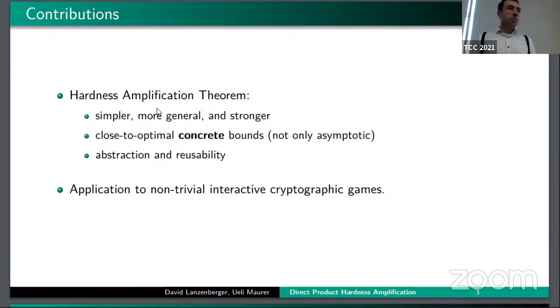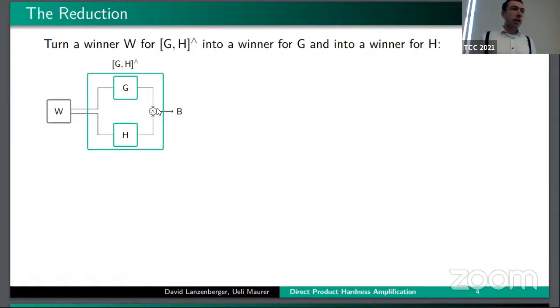Second, in the spirit of abstraction, we try to distill out the essence of the typical such hardness amplification statement, the argument that is made, and get a simple and abstract theorem that you can reuse. We then show this in the second part by applying our theorem to some non-trivial interactive cryptographic games, where we can show that you can have a more modular kind of analysis. You can basically inherit the amplification from such a theorem, and this is basically for free. Okay, so let's look at what this reduction that I mentioned before looks like.